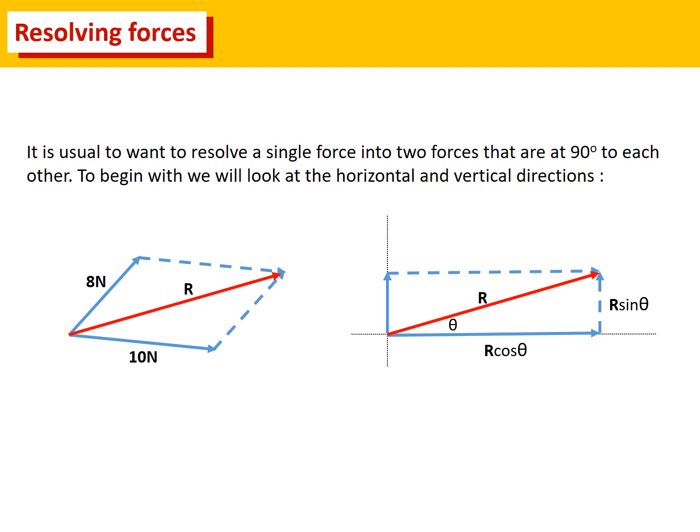Now, the reason why it would be r cos theta is because relative to this angle theta, this is the adjacent side, and you remember from your SOHCAHTOA that cosine is the ratio of the adjacent to the hypotenuse. So the adjacent side is r cos theta, and the opposite side to the angle is r sin theta.